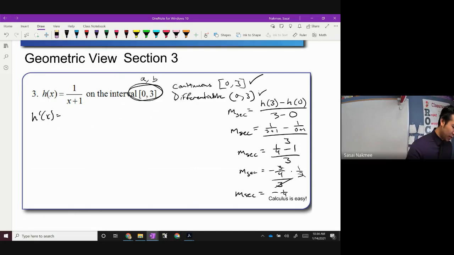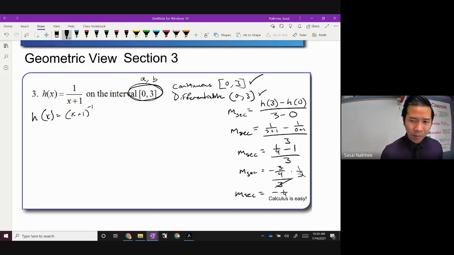actually, I need to rewrite this h of x first of all, right? You guys know how to take the derivative of this? Please don't take the derivative as is. You could use the quotient rule if you want, but there's actually an easier way. If you just rewrite it to the power of negative 1, like so, we can just use the chain rule, which you guys have become masters at, right? You guys have become experts at taking derivatives using the chain rule.